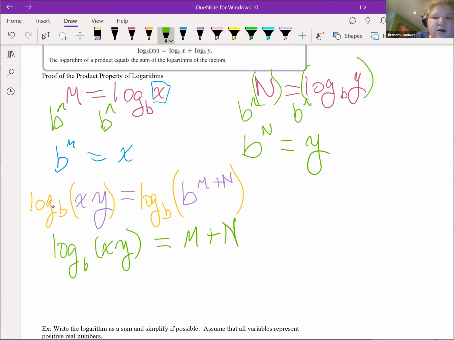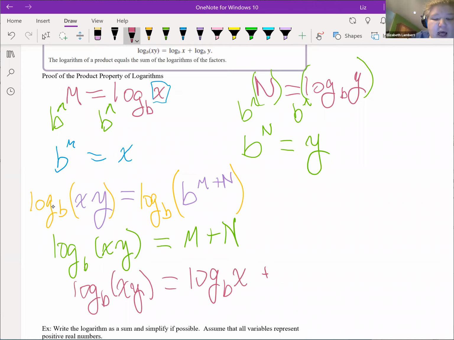But I know what m and n are. Those were my pink equations back up here. So this must mean that log base b of xy is the same as log base b of x plus log base b of y. So we have proven the rule. Yes, I know it was long and a pain in the butt.